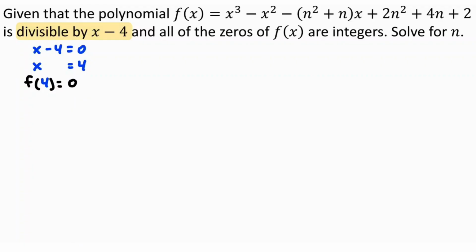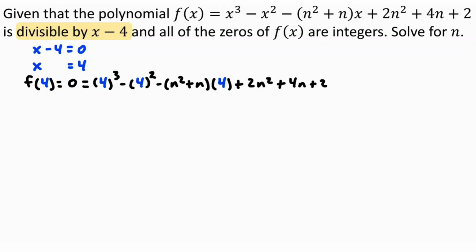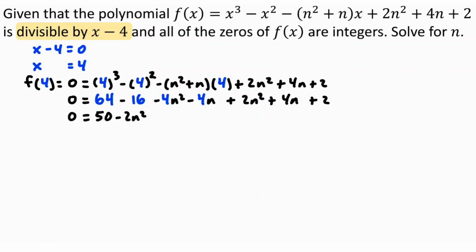Now, we'll take that x equals 4 and substitute into f of x, and we'll get this, which we'll simplify. 4 cubed minus 4 squared is 64 minus 16. We'll distribute the negative and the 4 to get negative 4n squared minus 4n. And then we have the rest. Then we'll combine like terms to get 0 equals 50 minus 2n squared.